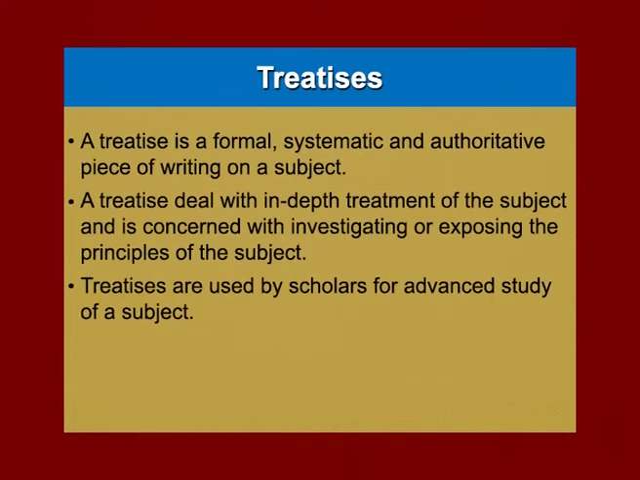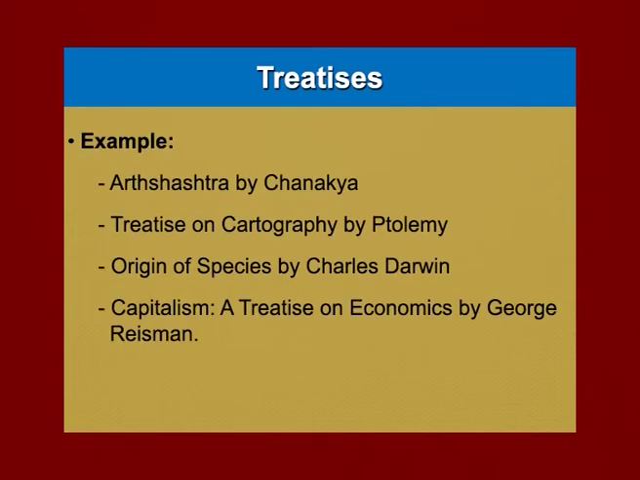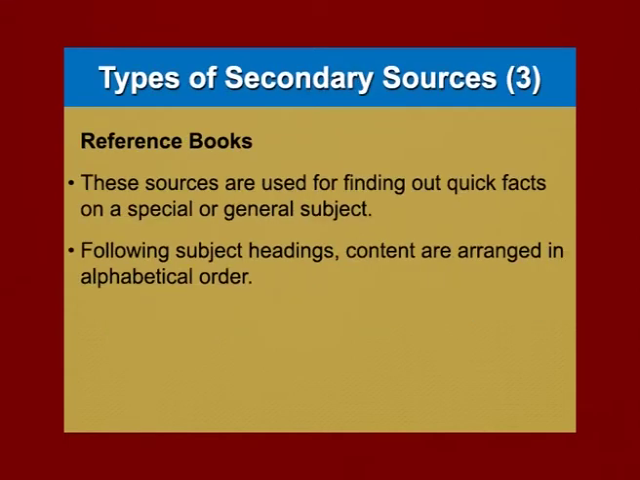Treatise is a formal, systematic and authoritative piece of writing on a specific subject, and this is an advanced write-up. Treatises are normally followed by different scholars. So some examples of treatises are here. Origin of Species is the best known treatise available.